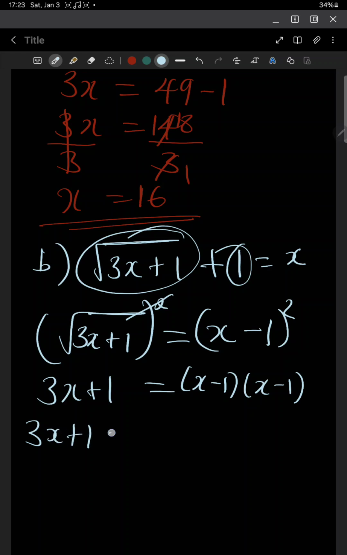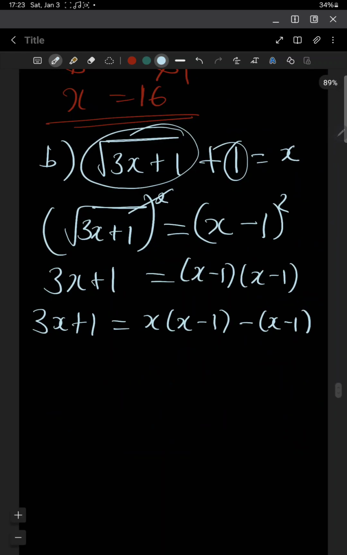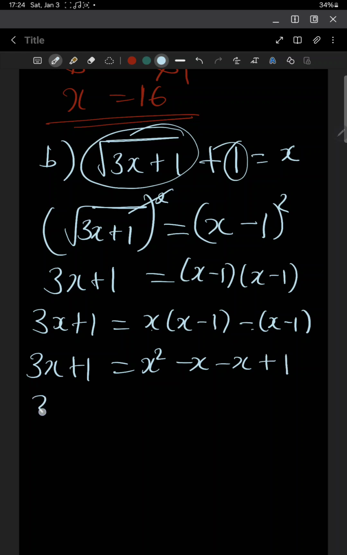So it will be 3x plus 1 equal to x, open bracket, x minus 1, minus, open bracket, x minus 1. After doing that, you need to simplify. So 3x plus 1 equals x times x, which is x squared; x times negative 1 is negative x; this times that is negative x; negative times negative is positive 1. So it will be 3x plus 1 equal to x squared minus 2x plus 1.